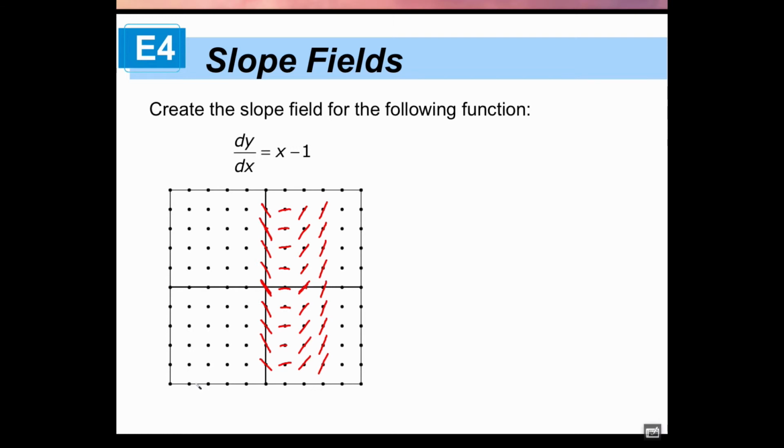What happens when I move over further? It keeps getting steeper and steeper. What happens if I go back the other way? Same thing, in reverse, steeper in the negative direction. Good.